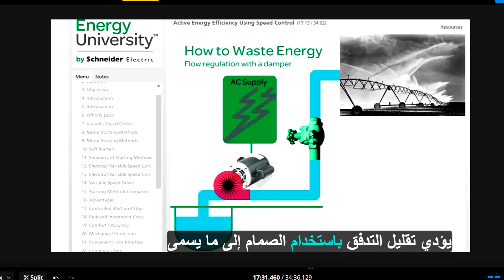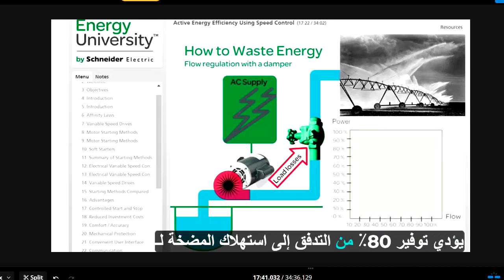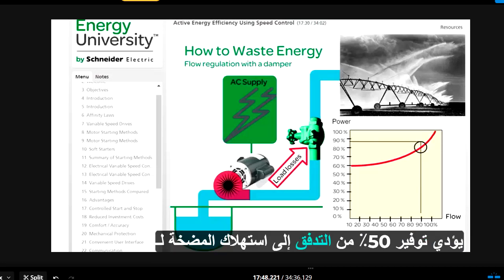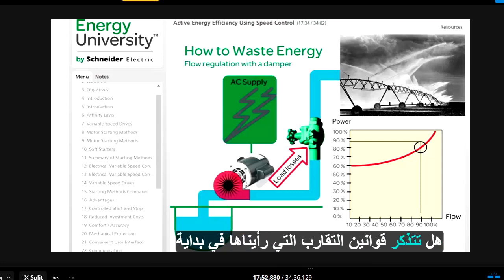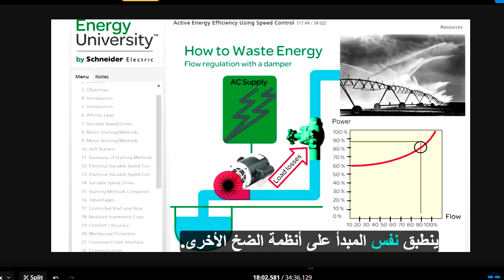Reducing the flow using a valve causes what are called load losses. As the valve slows the flow of water, a large part of the power is lost. Providing 80% of the flow causes the pump to consume 80% of the power. Providing 50% of the flow causes the pump to consume 65% of the power. Remember the affinity laws we saw at the beginning of this course? Power is proportional to shaft speed cubed. Although this is an irrigation example, the same principle applies to other pumping systems.